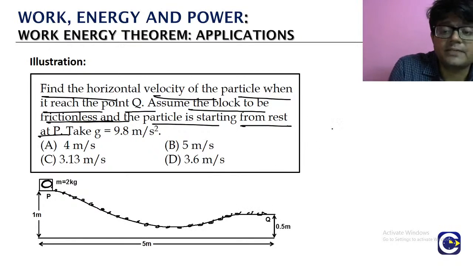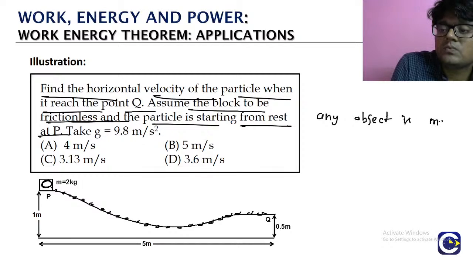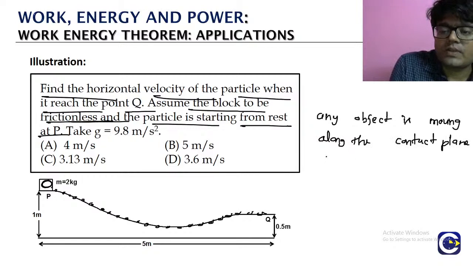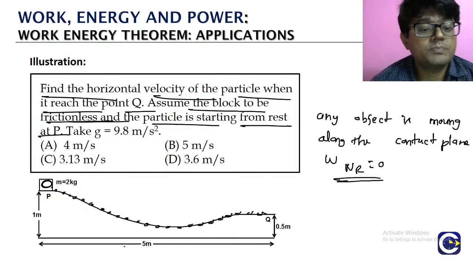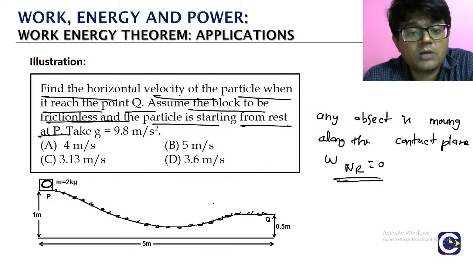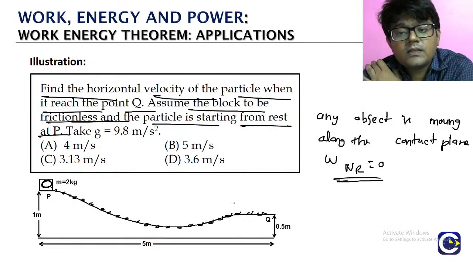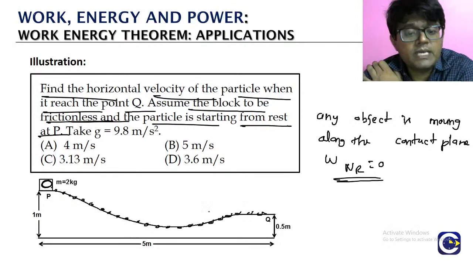Remember we talked about it. When any object is moving along the contact plane, work done by the normal reaction equal to 0, which means there will be no work done by the normal reaction in this journey. Okay?